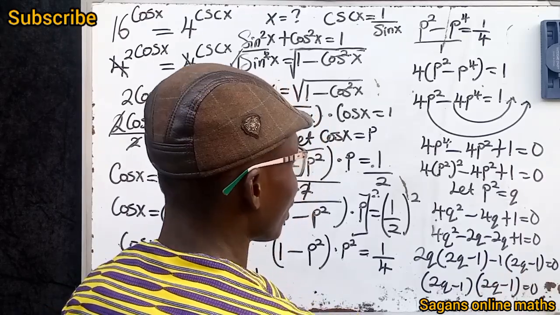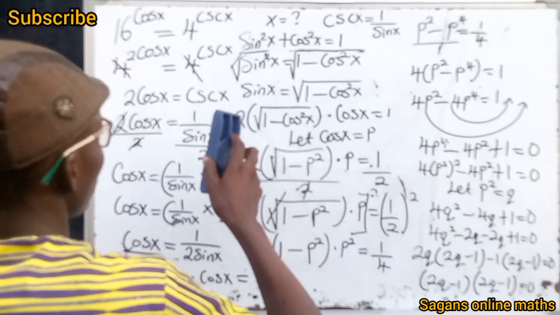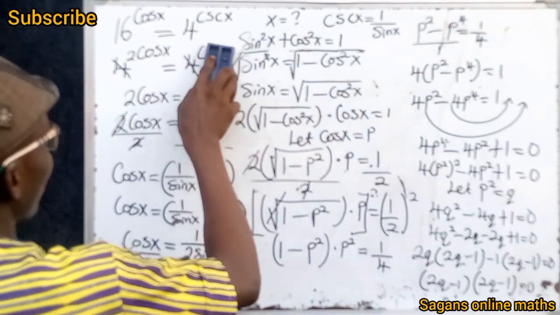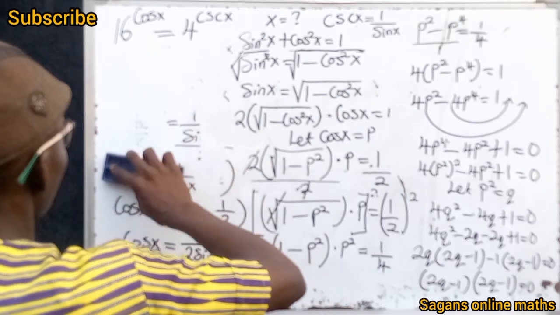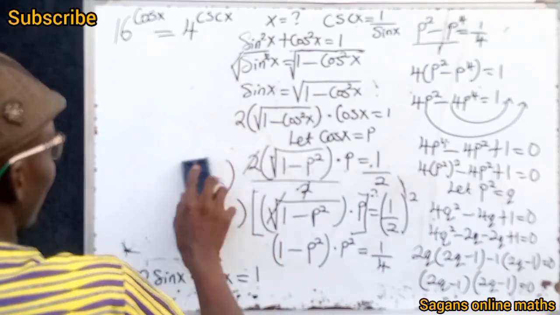Now let's solve it respectively to find the value of q. So I can remove this from here. That's amazing.